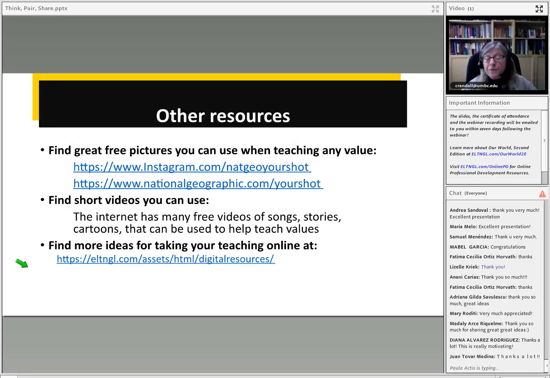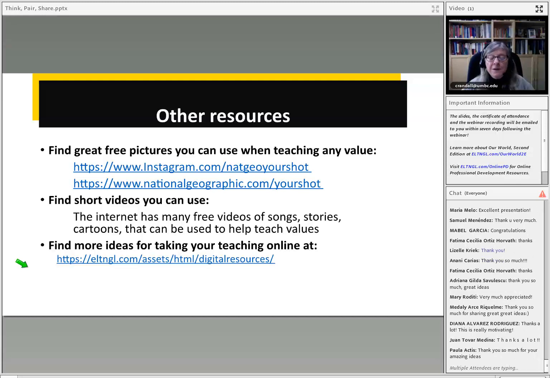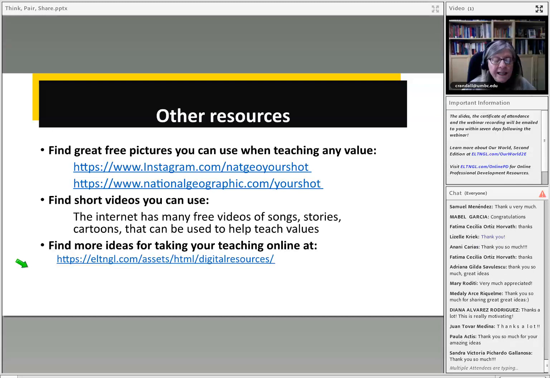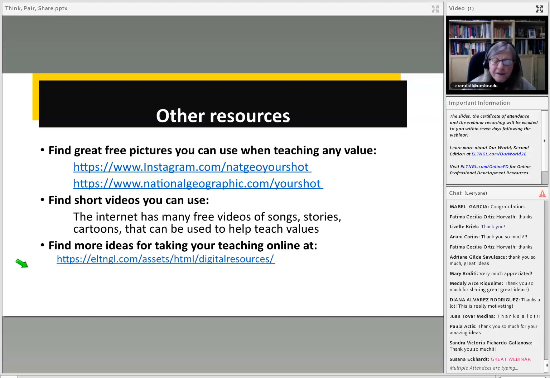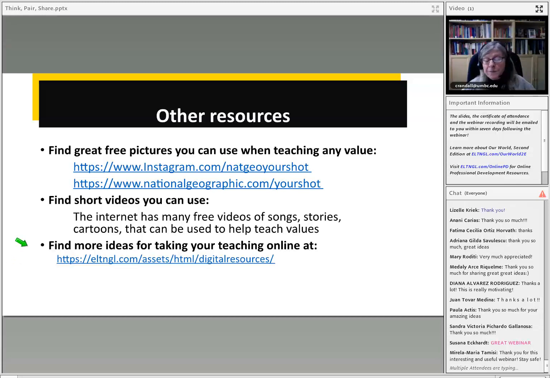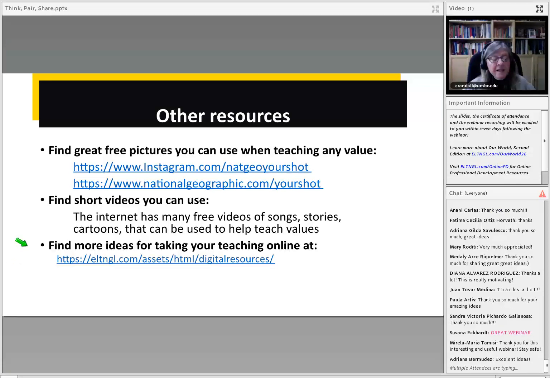And then here are some free resources that you can get. This is where I mentioned you could get free pictures that you could use when teaching values, and here are two of the links to the internet. You can also find short videos. The internet has a lot of free videos of songs, stories, cartoons that can be used to help teach values and can be added to the units or the materials you already have, but actually focusing a bit more on the values.